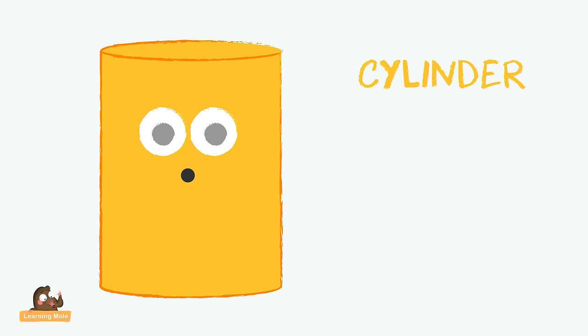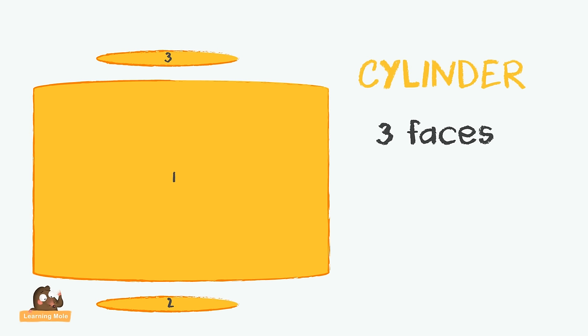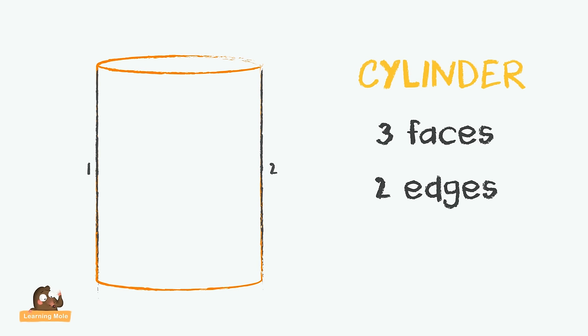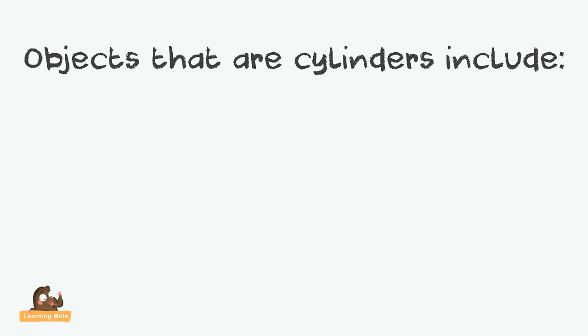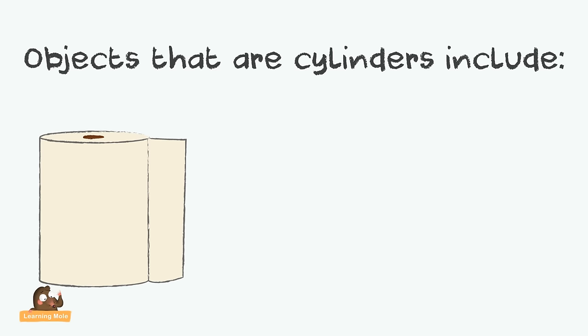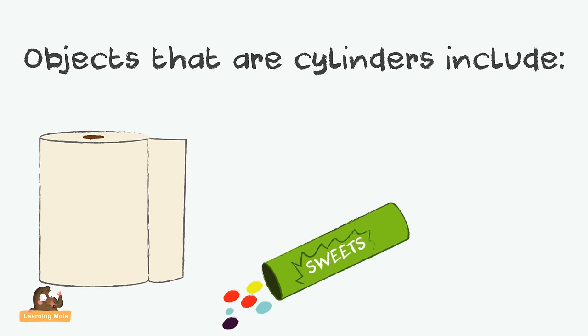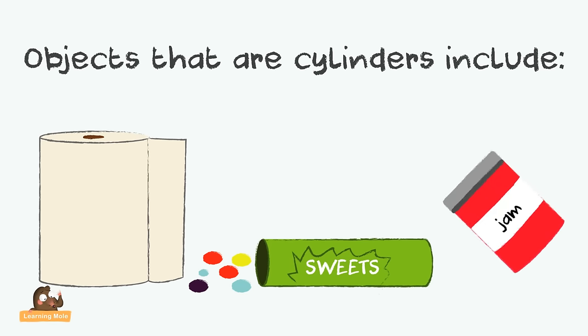Cylinder. A cylinder has three faces, two edges, and 0 vertices. Objects that are cylinders include kitchen roll, a tub of sweets, jam jar.